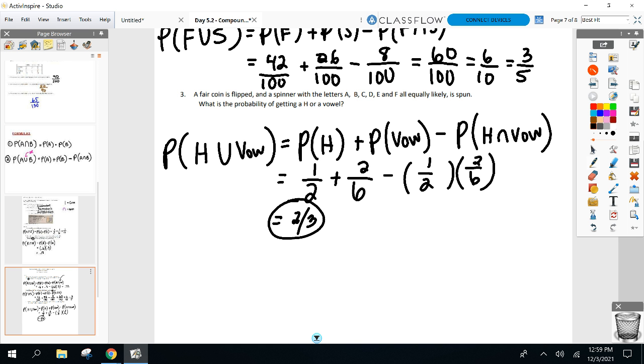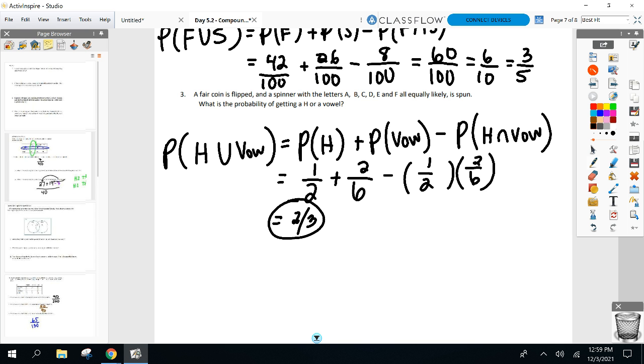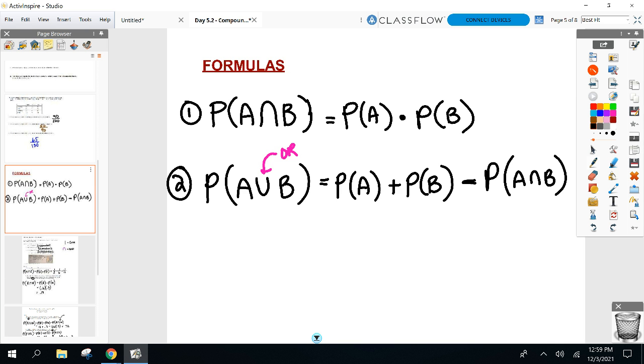All right, so we did "and," we did "or." We've got to finish up on the other type of probability from yesterday. Given. Go back to your formulas. Yes, there's a formula to find the given probability. Here's your third and final one.